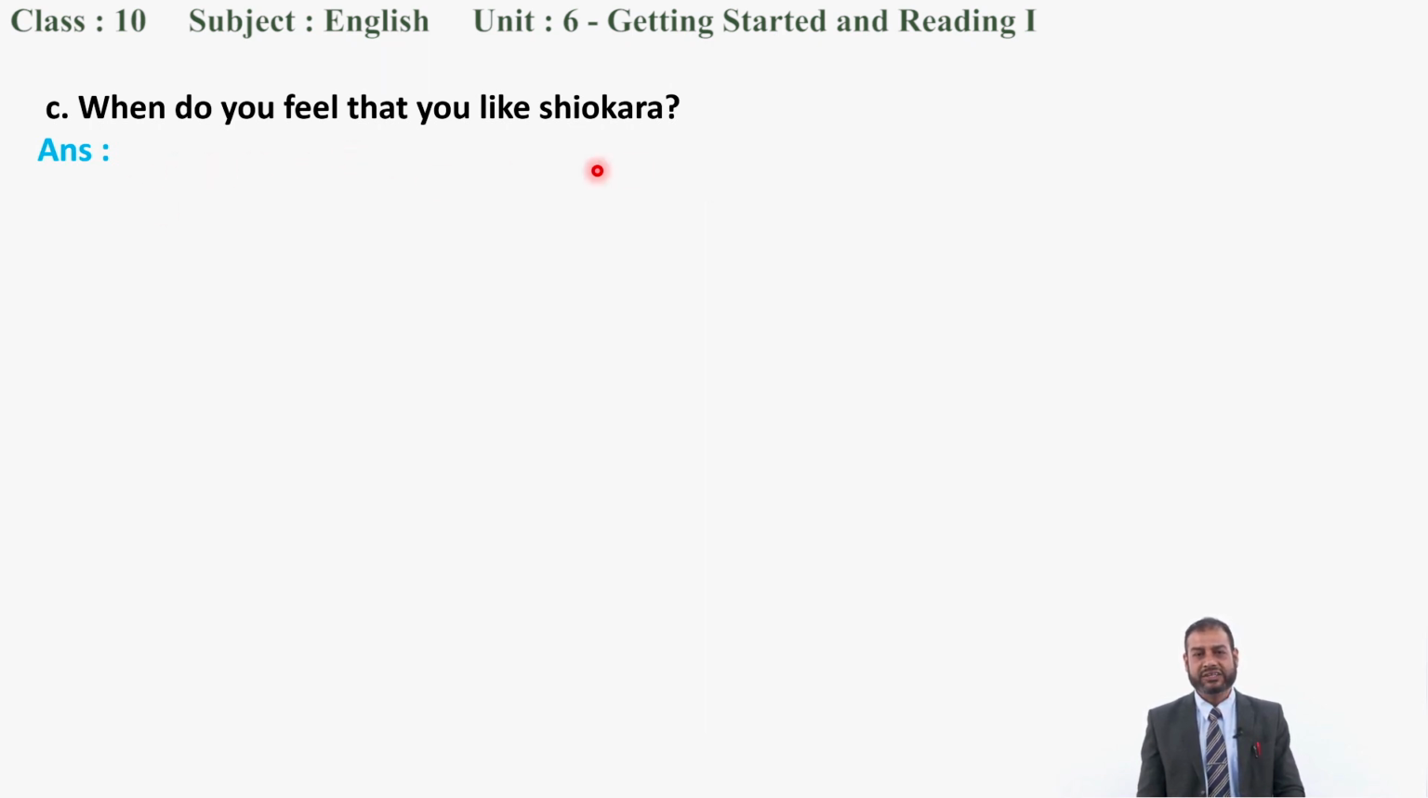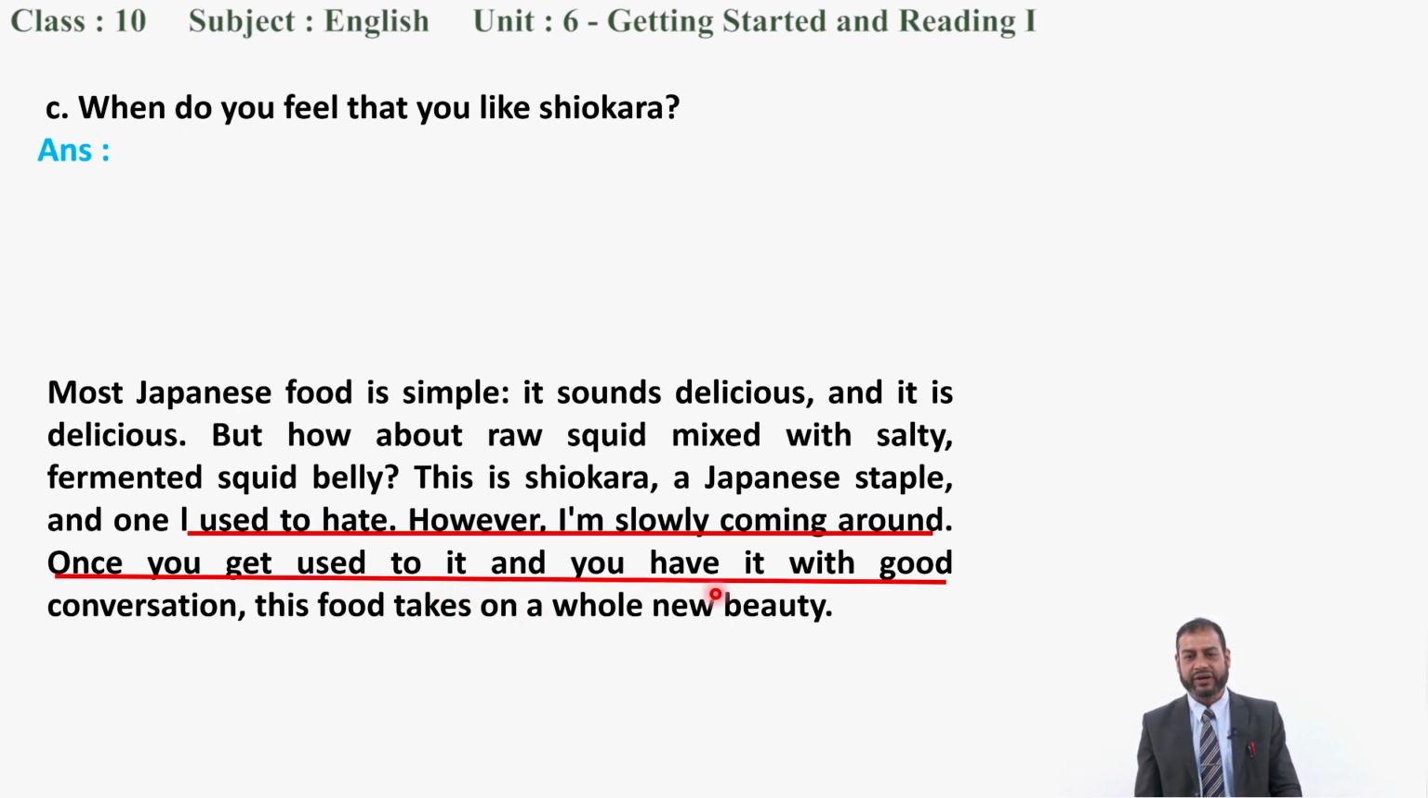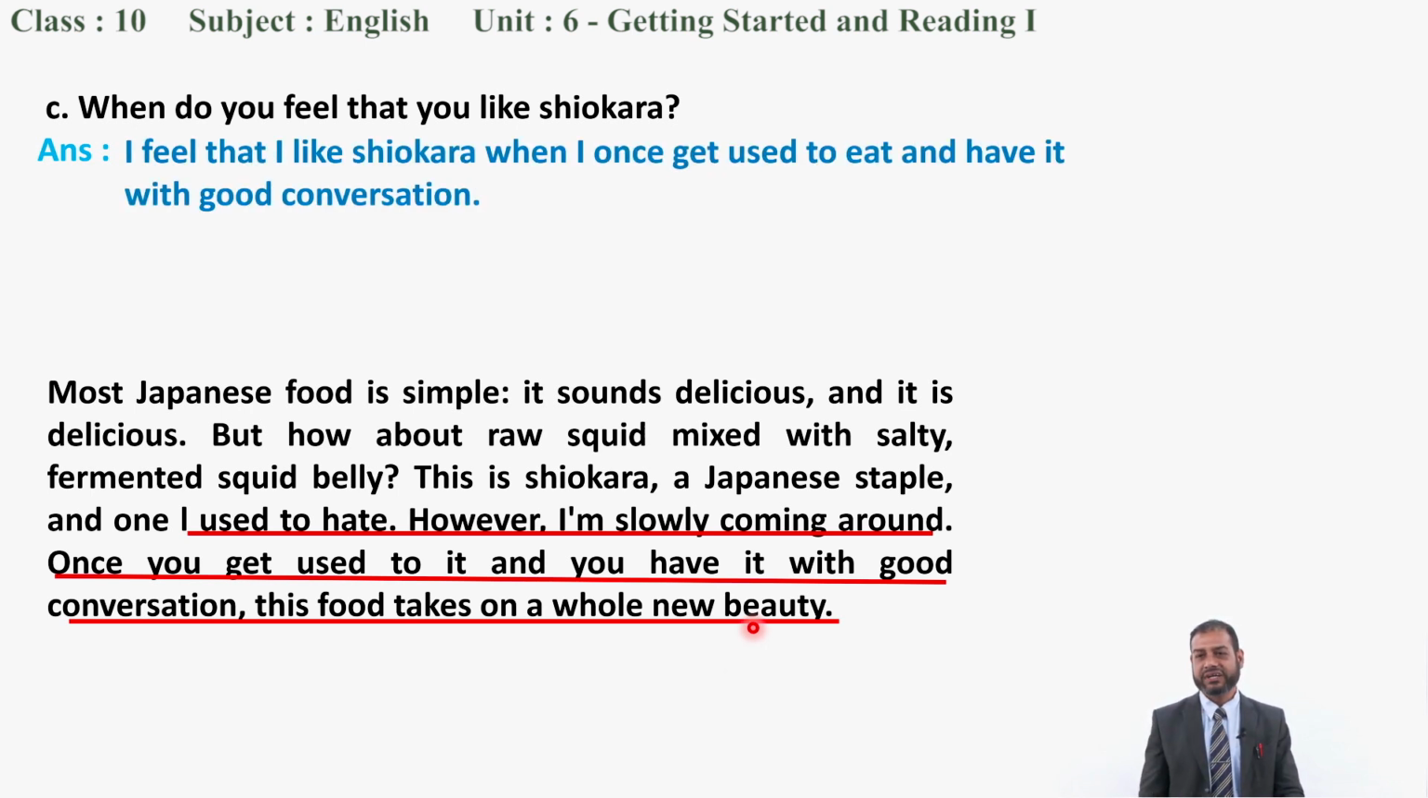C. When do you feel that you like Siokara? See the question. At first, the narrator or the writer says that he or she hates this one, but later he or she loves this one. So where do you find this answer? See, I used to hate it, however, I'm slowly coming around. Once you get used to it and you have it with good conversation, this food takes on a whole new beauty. So from this line, you have to write down your answer, and your answer can be like this. I feel that I like Siokara when I get used to eating it and have it with good conversation. Okay, so you can write down your answer with this type of information.